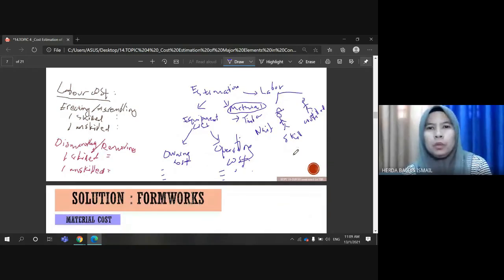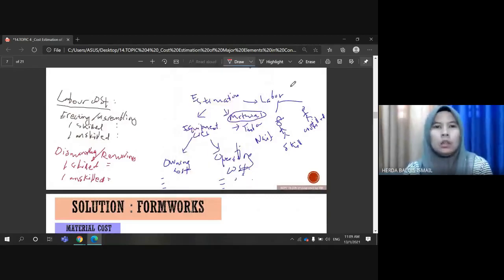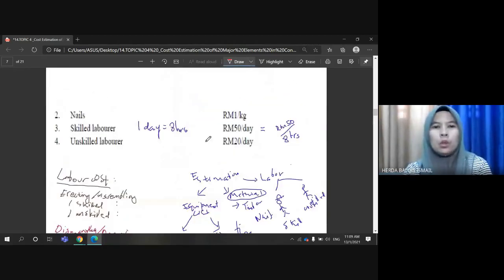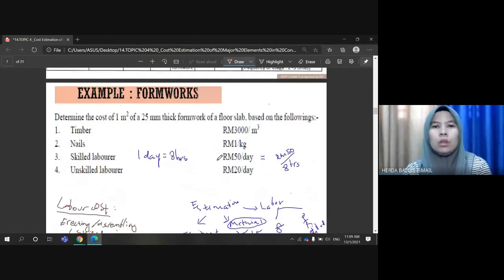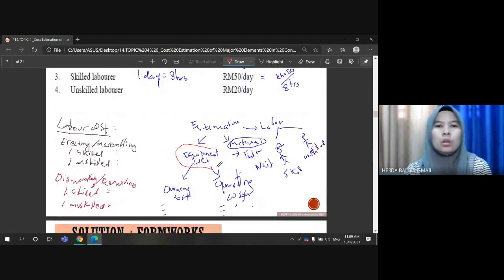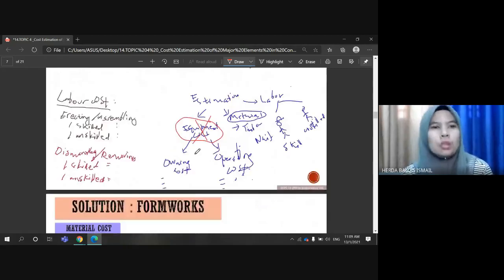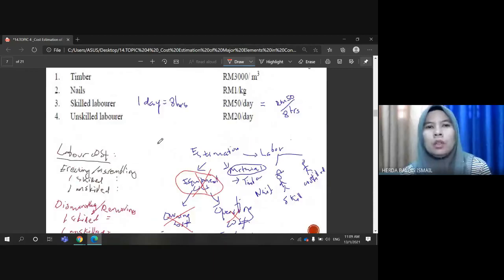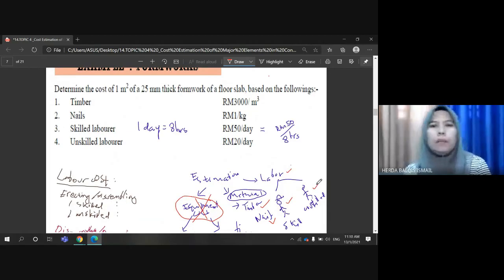So first we will look in this question at whether we need to consider the equipment cost or not. Clearly there is no equipment used for this particular work, so we eliminate this component. For the materials, check: timber and also the nails. And the labor, skilled and unskilled, to erect and to dismantle the formwork. Alright, proceed.